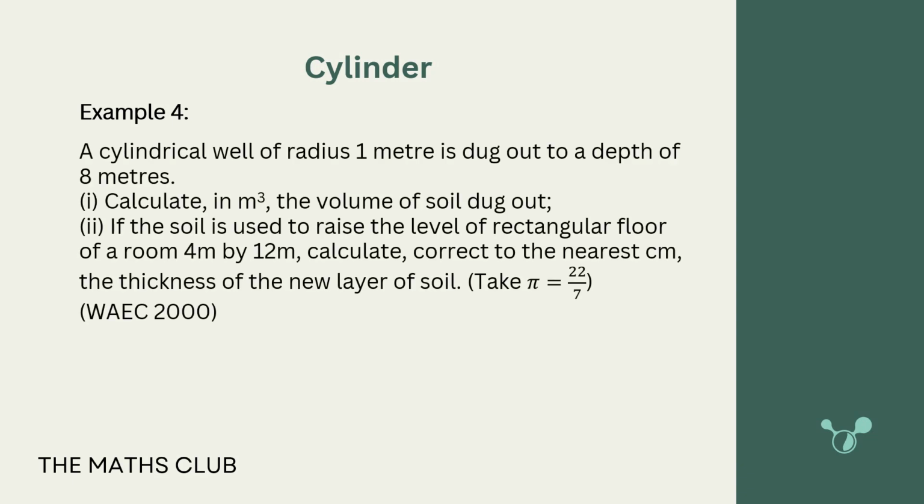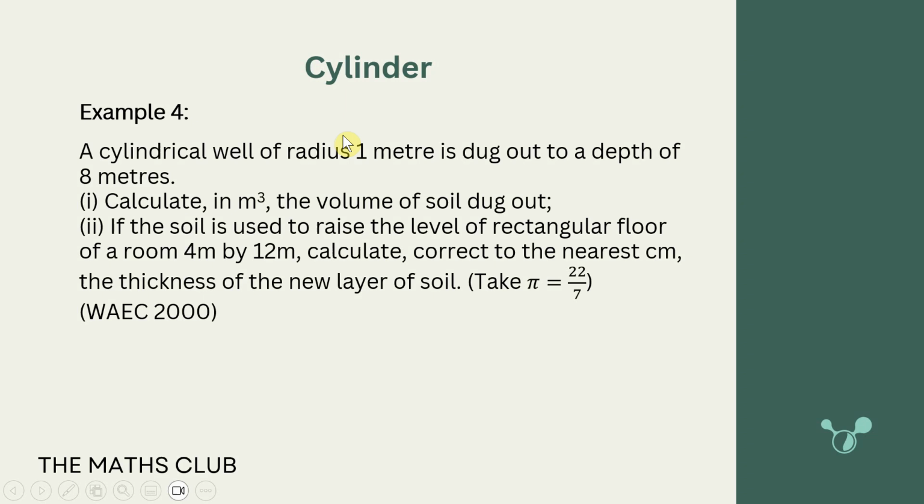Example 4 says that a cylindrical well of radius 1 meter is dug out to a depth of 8 meters. Those would be wells at the back of their house, right? Now it says calculate in meter cube the volume of the soil dug out, and the soil that is dug out is just to raise the level of the rectangular floor of a room 4 by 12 meters. Calculate and correct to the nearest centimeter. Wow, so we're dealing with meters here, about 8 centimeters. So you have to be very careful.